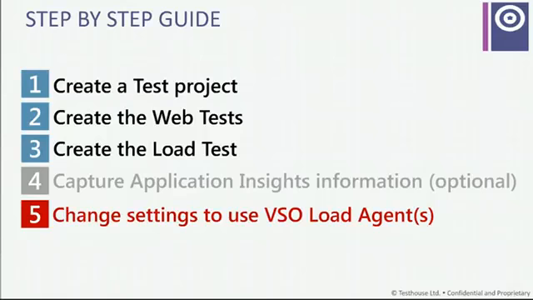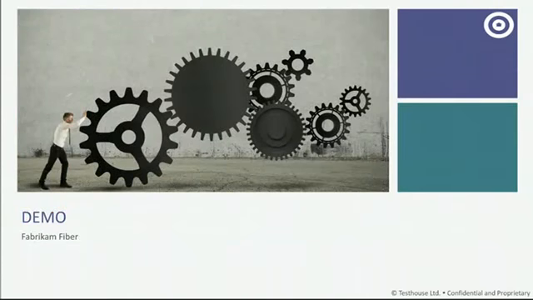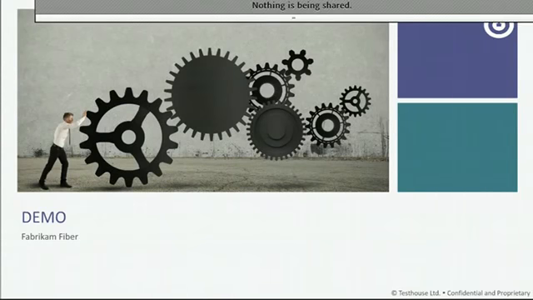So this is where it differs from a standard one, and if you want to move online, you basically change your test settings to use Visual Studio Online load agents. And once you've done this, you just run your load test in the cloud. So I'm going to do a demo using Fabrikam Fiber, which is a demo available from Microsoft, and show you how easy it is to move to the cloud.